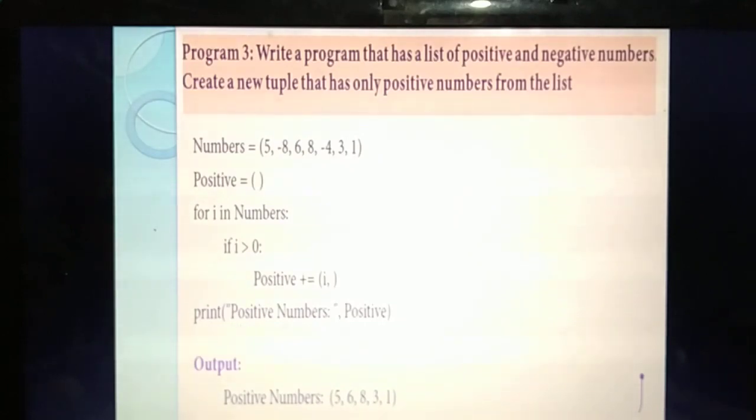Next you are going to print positive numbers. So the positive numbers you are storing in which tuple? Positive. Understand the program? So see the output. You are creating a new tuple called positive. So the output is positive numbers equal to the new tuple positive. Inside the positive tuple it will contain only the positive numbers. Negative numbers are discarded. Understand?